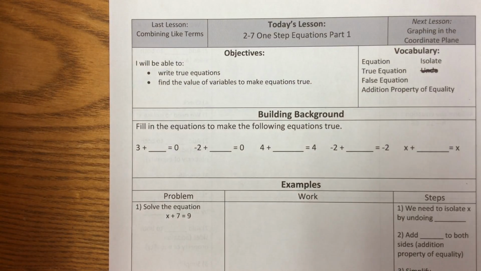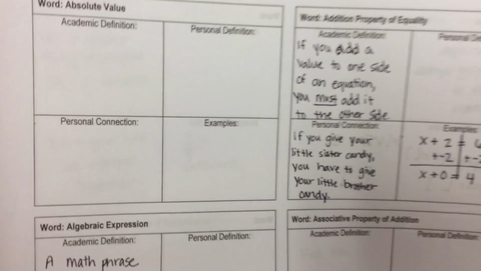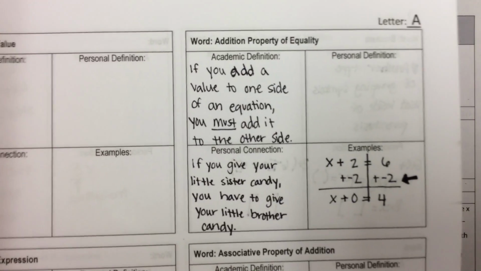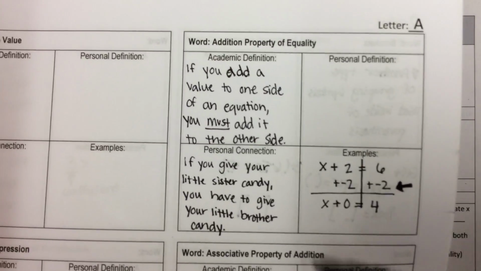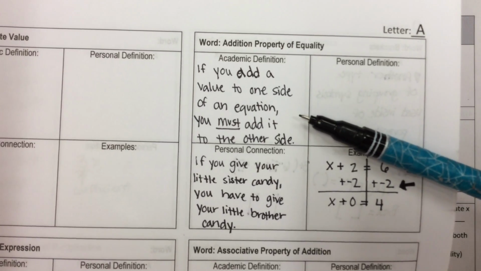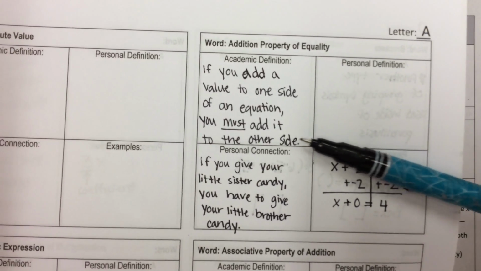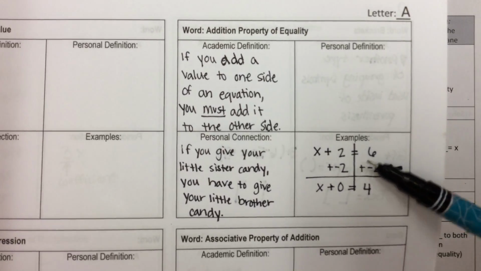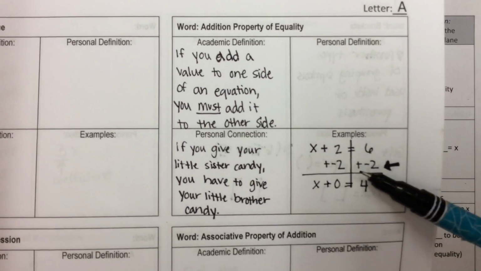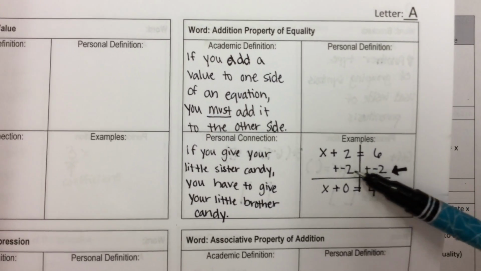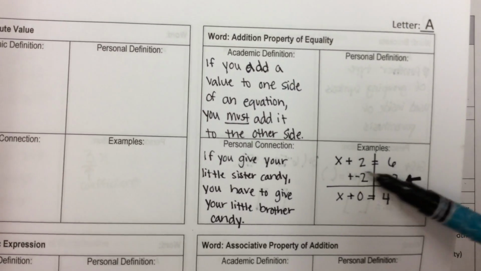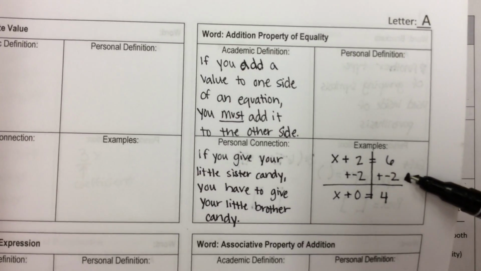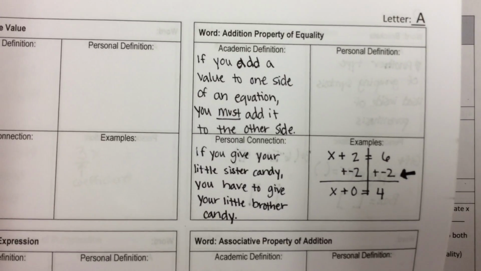Okay? Next, I believe we're going to do addition property of equality. So it's on the very front page. It's A. This one has a lot of writing, so you might need to pause. So if you add a value to one side of an equation, you must add it to the other side. In this case, if I do x plus 2 equals 6, I'm going to add negative 2 to one side. I have to do it to the other side. So this is the line, so you might want to highlight this line. That's the addition property of equality. And then I continue to solve it.